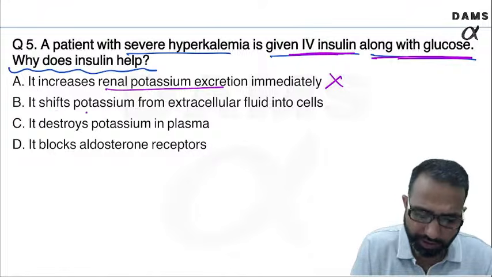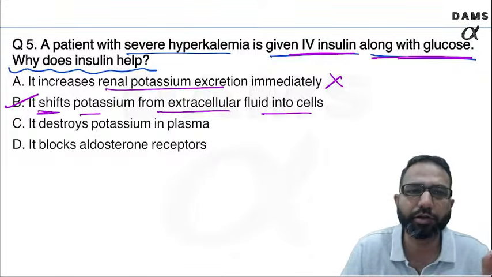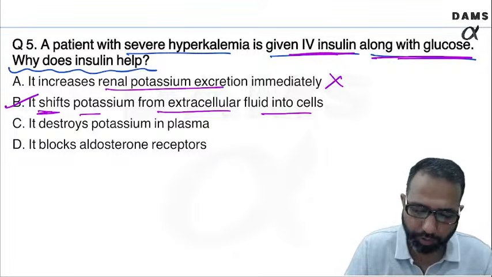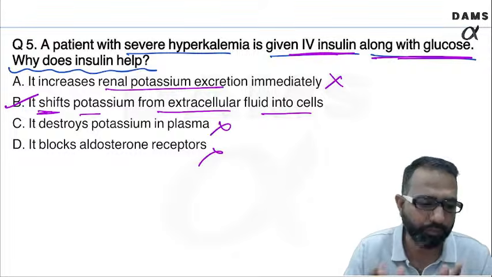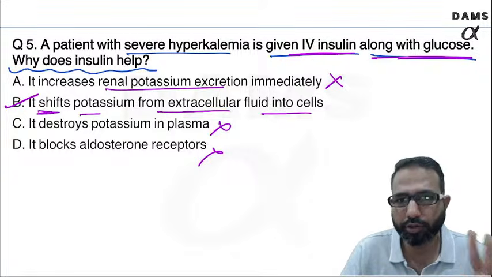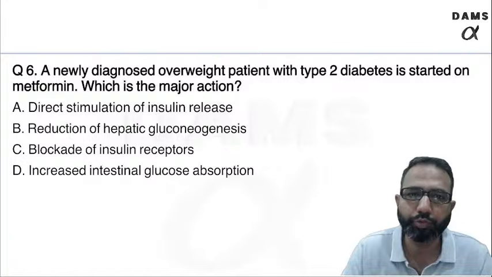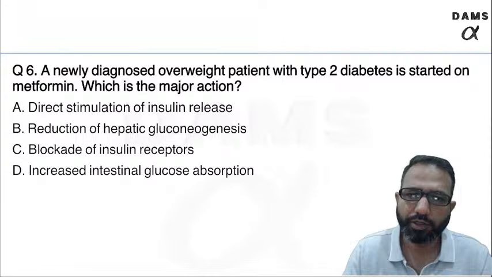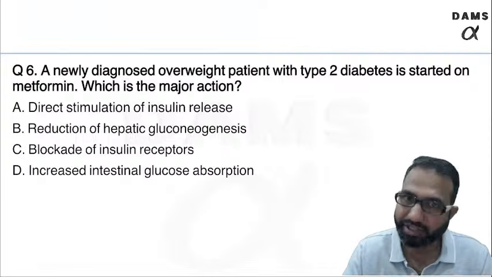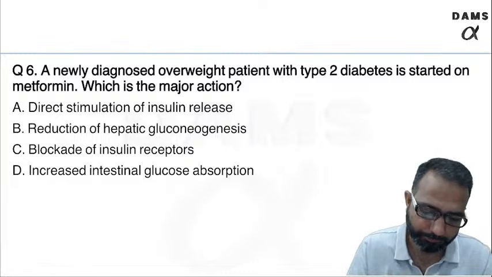It shifts the potassium from extracellular fluid into cells. Yes, it shifts the potassium intracellularly. It destroys the potassium, obviously no. It blocks the aldosterone receptor, obviously no. So that is the shifting of potassium. Remember the two: insulin with dextrose, and the second, salbutamol, a beta 2 agonist. Because a beta 2 agonist will cause hyperglycemia, and for controlling this glucose there will be insulin secretion, and insulin will shift the potassium intracellularly in a healthy person.